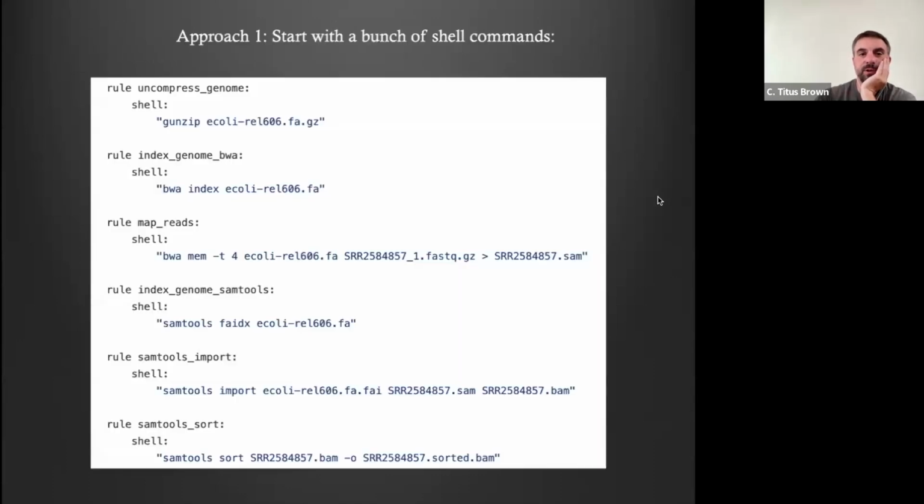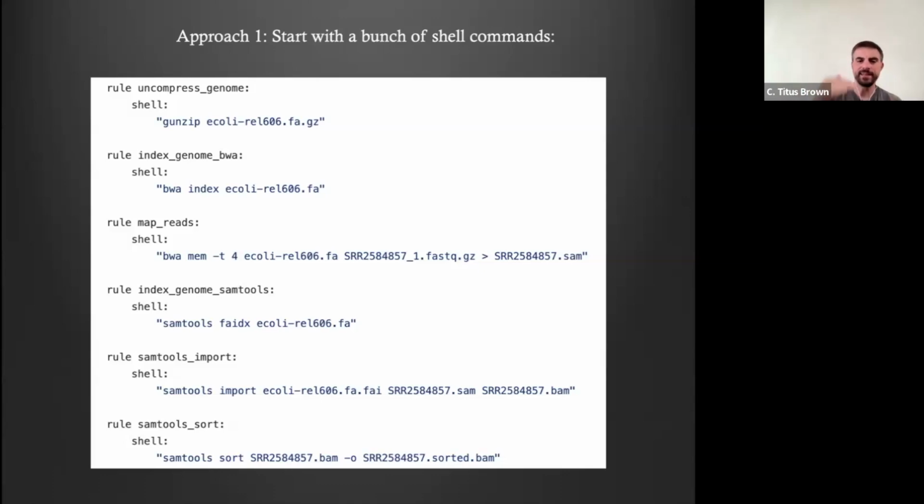So here's an example. The first slide shows the first thing I show the students when they show up in class for the inductive approach. I give them a bunch of rules and I say, hey, there's a rule called uncompressed genome. And when you run the rule uncompressed genome, it uncompresses this GZ file. And the next thing you need to do is index the genome for BWA for mapping. And when you run the rule index genome BWA, it runs this rule. So this is basically like a shell script, but in snake file form.